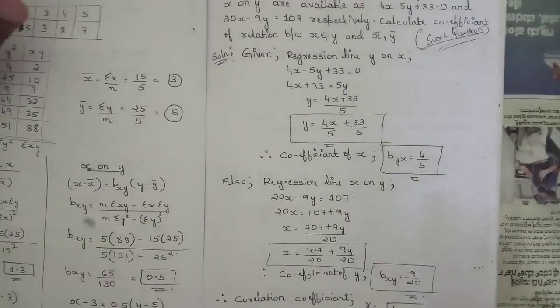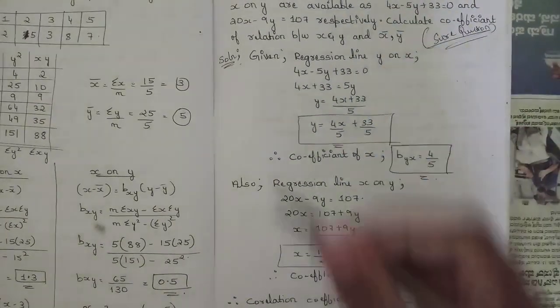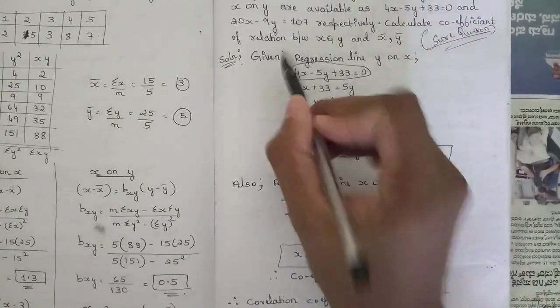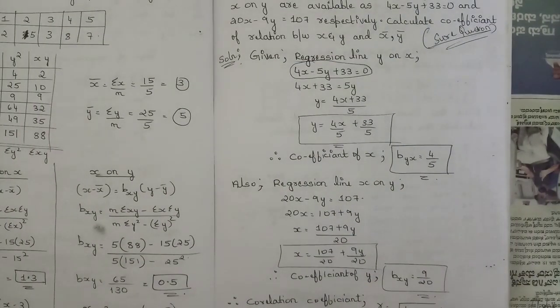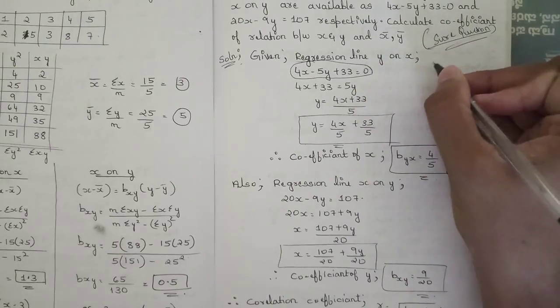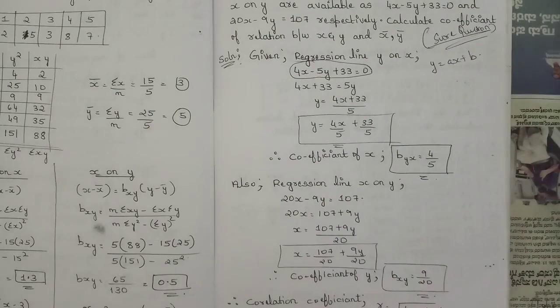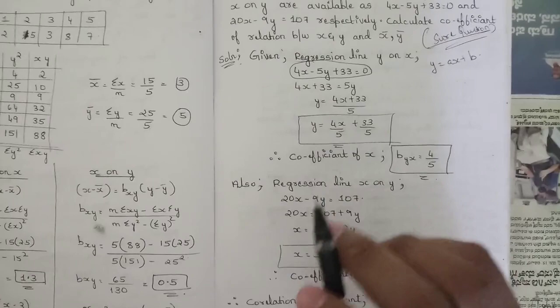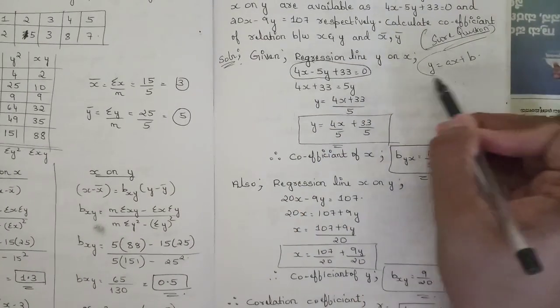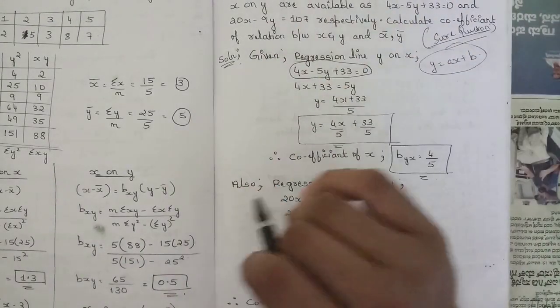First write the given regression line y on x, that is 4x minus 5y plus 33 equal to 0. But the general regression line y on x is given as y is equal to ax plus b. This is the general regression line formula, but here the equation is given differently. So we need to bring this equation to this form. For that we need to do some substitutions, that is, place some of the terms on one side.